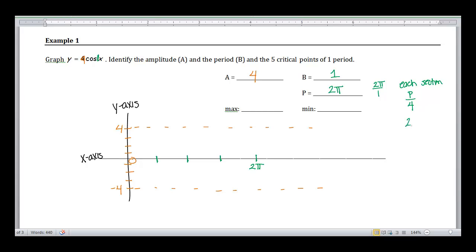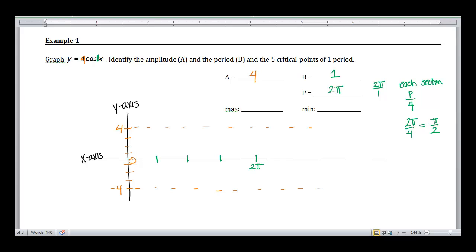So here, if I take 2 pi and divide it by 4 and simplify, each section's length is pi over 2, which, if you recall from the unit circle, is the same thing as pi over 2 up at 90 degrees, adding on another pi over 2 to get to 180 degrees, adding another pi over 2 to be at 3 pi over 2 or 270 degrees, and then all the way back up to 2 pi at 0 degrees or 360.